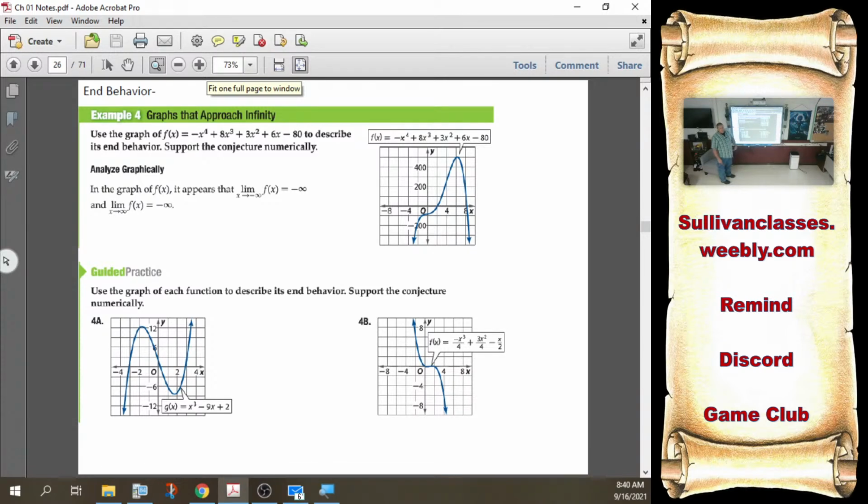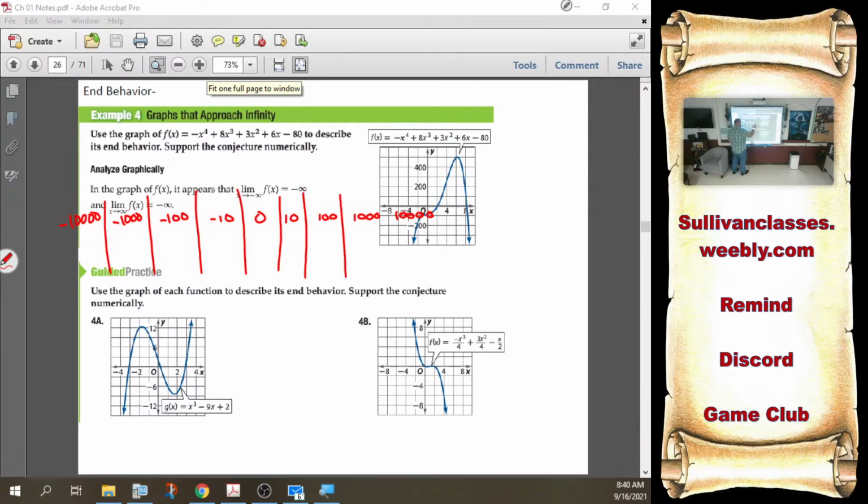Find its end behavior, support the conjecture numerically. Told you this book likes tables. The way that they want you to do this, it's so stupid. They want you to copy down that table and actually find those values by sticking them into your calculator, to show that as the number gets really, really big or really, really small, this is where it's headed.